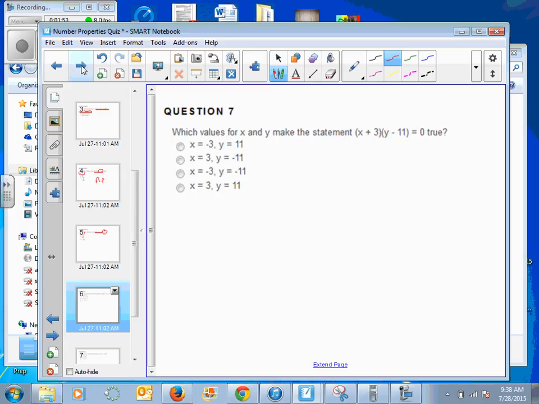Okay, which values for x and y make the statement quantity x plus 3 times quantity y minus 11 equals 0 true? Okay, so what we do, we're going to take each one of these. This looks like a couple things, but it's actually, whatever it is, we don't know what it is, but it's just one number, okay? Likewise, this is just one number. So what we do, we just take each part. We say x plus 3 equals 0.